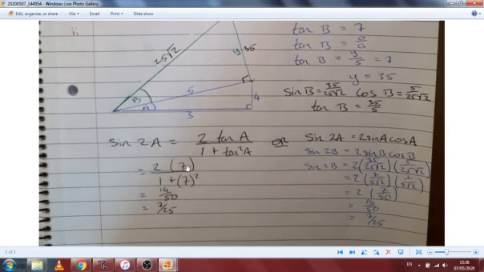So the tan of the angle was 7. The tan of the angle squared is 7 squared, so I get twice 7, 14, over 50, which is 7 squared plus 1, which gives me 7 out of 25. So the same answer whichever way you go.